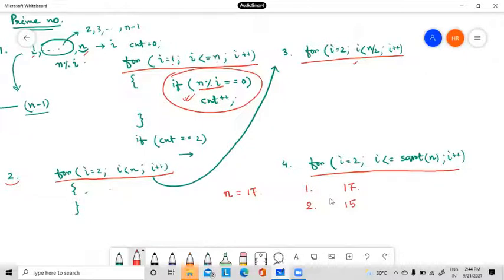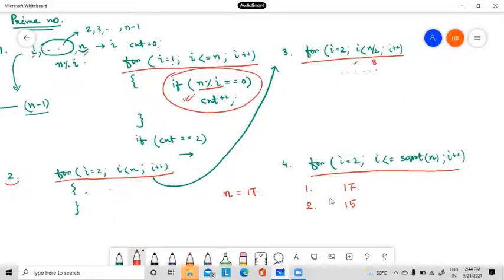Now it is from 2 to n by 2. Now what is the value of n by 2? Since it is 17, so I am going to check up to, so it is integer division, so it will go for up to 8. So 2 to 8 means 2, 3, 4, 5, 6, 7, less than 8. So up to 7. So 6 times.